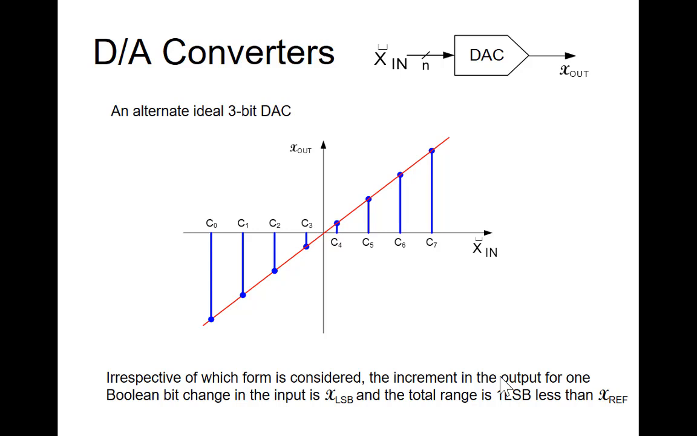Here's an alternate ideal 3-bit DAC. This 3-bit DAC, again, has 8 outputs, but some of them are positive and some of them are negative. But what's important is the spacing between the outputs is XREF over 8 in this case. And what else is important is that you can put a straight line in between the points.